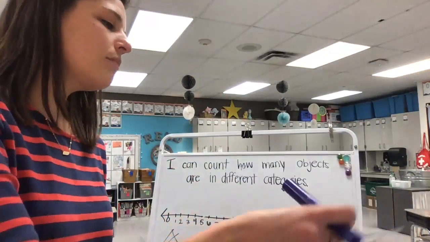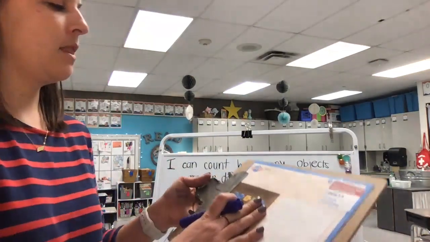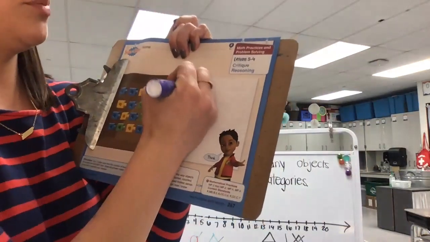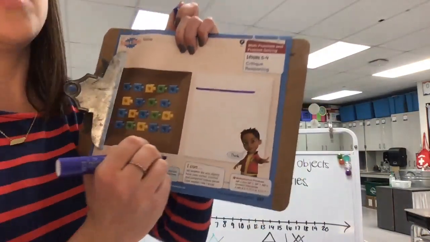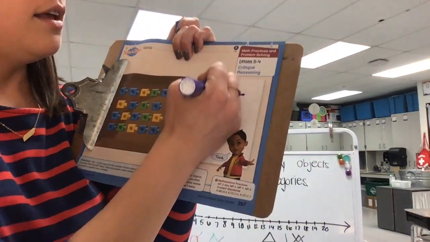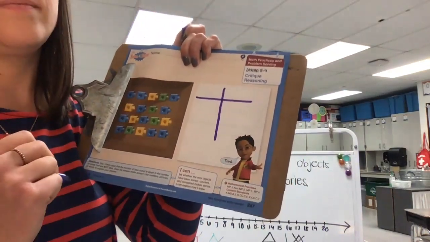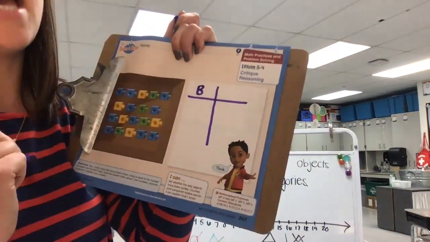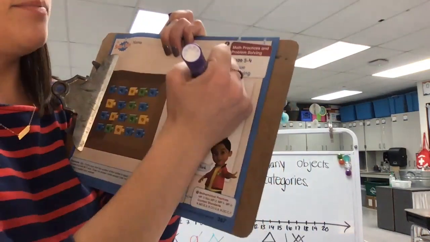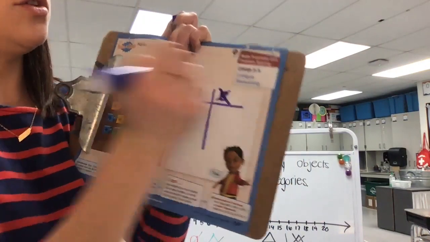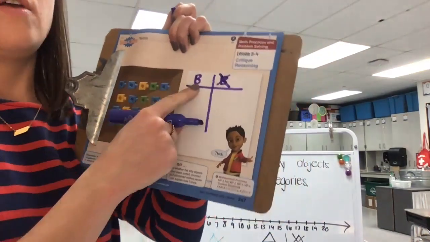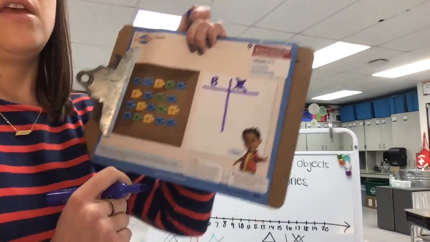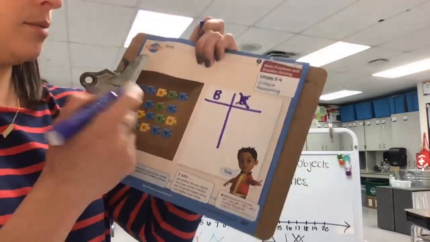So let's show what we know. We're going to use our T-chart as a resource to help us put those into categories. So let's draw our side-to-side line and then a line straight down the middle. And then I'm going to put a capital B on this side and then a capital B with an X through it on the other side to show blue versus the cubes that are not blue.